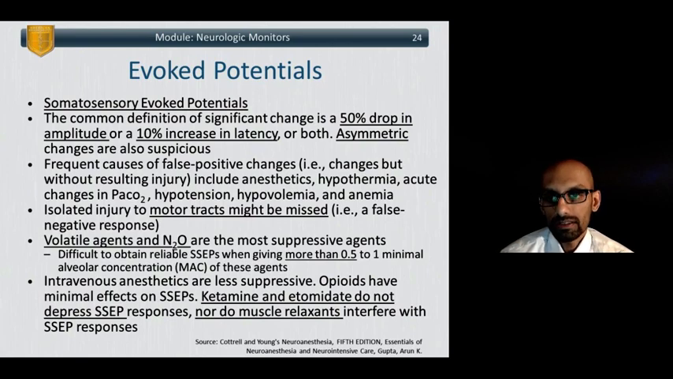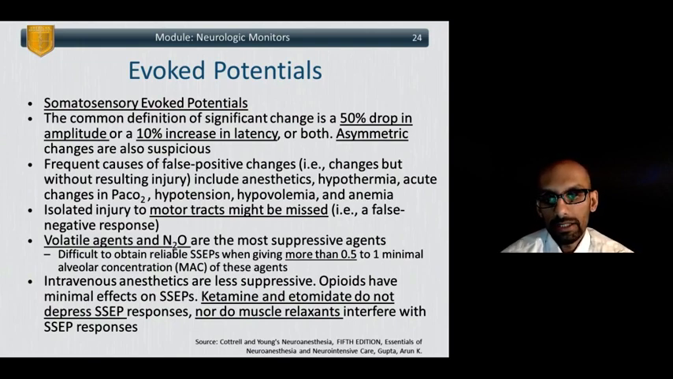Frequent causes of false positive changes, changes that occur but without any resulting injury, include anesthetic influences, hypothermia, acute changes in CO2 tension, hypotension, hypovolemia, and anemia. All of these have to obviously be addressed and corrected, because they can have bad outcomes, of course, but it's not a surgically mediated injury to the nerve. Isolated injury to motor tracts might be missed, so unless you're using motor evoked potentials alongside your SSEPs, you may not necessarily pick up on motor deficits.